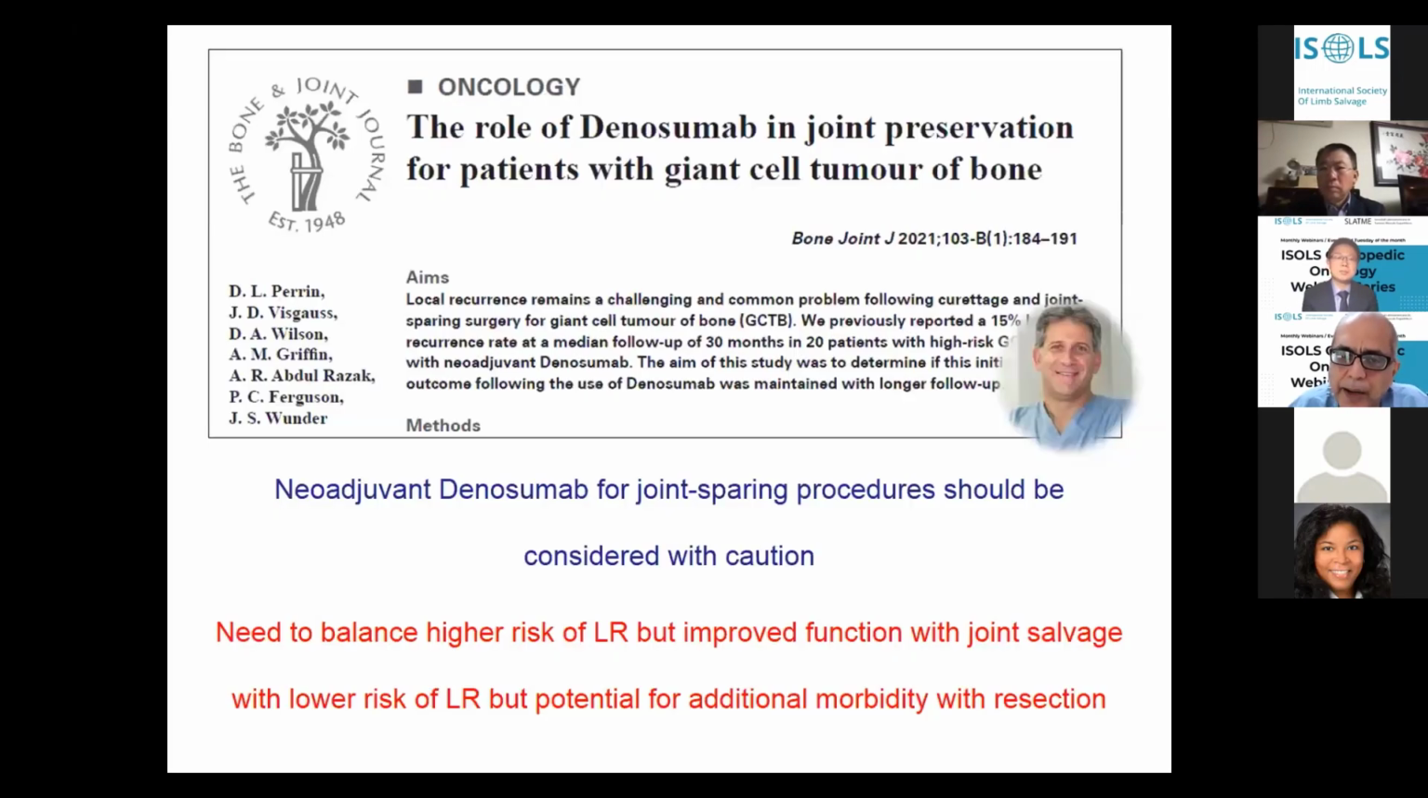So this has been captured quite elegantly in the recent paper by the Toronto group that have said that when you use neoadjuvant denosumab for these so-called joint sparing procedures, we need to balance the higher risk of local recurrence but improve function if we are doing joint salvage, vis-a-vis the lower risk of local recurrence but the potential morbidity if you were to do a resection. So I think the jury is still out as to whether we can blanket say that denosumab increases the rate of recurrence in all cases.